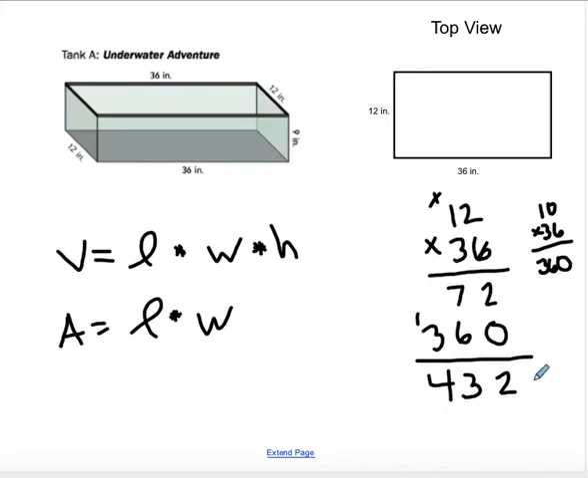432, and remember to include inches, and because it's area and we multiplied 2 dimensions, it's going to be inches squared. So we multiplied 2 different dimensions, length and width. That tells us that our units are squared. So our area for this tank is 432 inches squared.